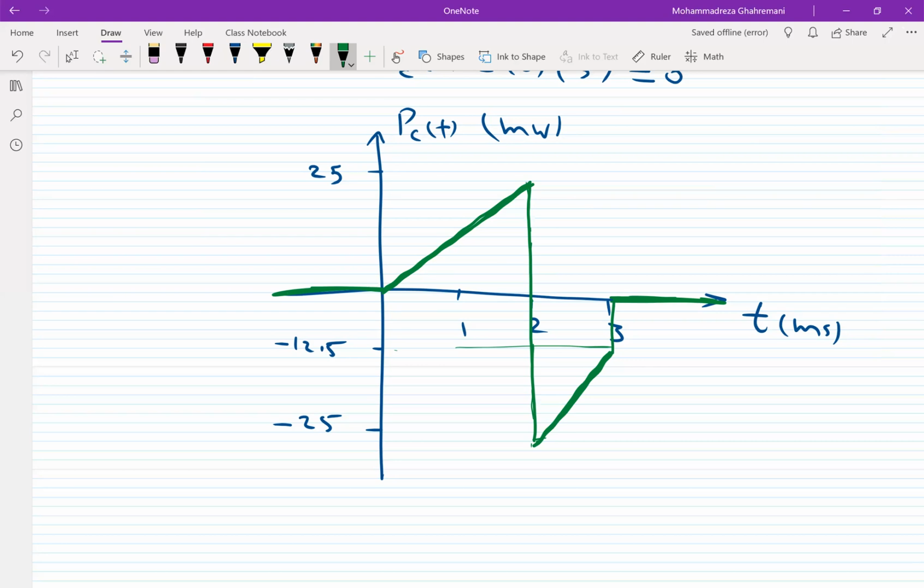And if you look at this figure for the power, we see that it has two regions, positive and negative. From 0 to 2, the power is positive. From 2 to 3, the power is negative. So from 0 to 2, we can say that the capacitor is absorbing power, and from 2 to 3, it's delivering power.